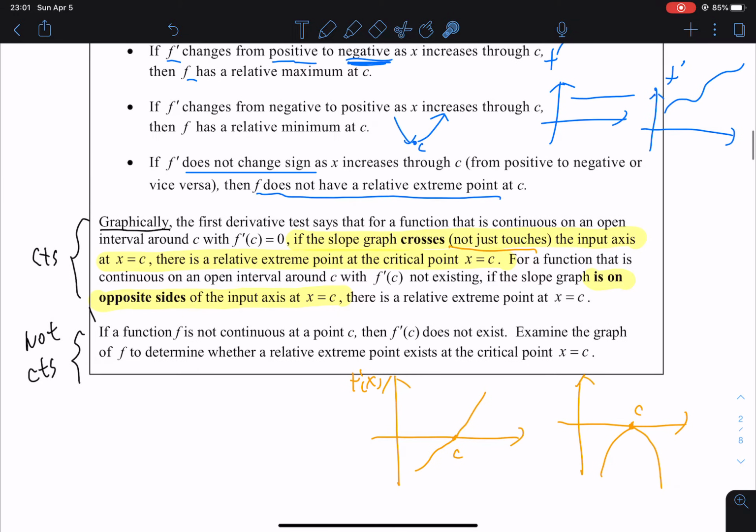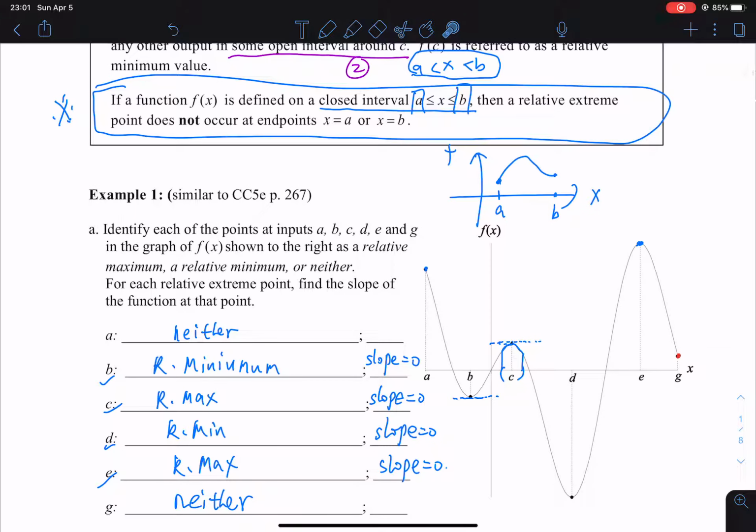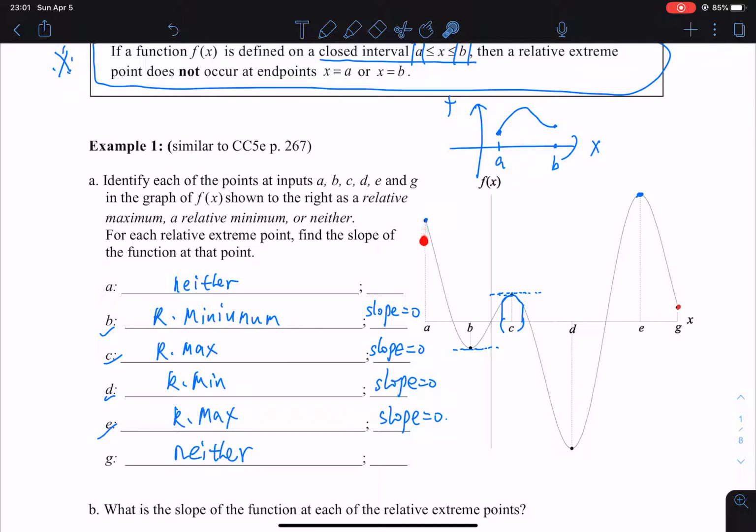For 4.2, just remember that the two endpoints, point A and point B, cannot be relative extreme points. For example, the endpoint A cannot be a relative maximum point. This point also cannot be a relative minimum point because they are endpoints. At the two endpoints, we cannot draw an open ball that covers this point because the left side is out of the boundary.